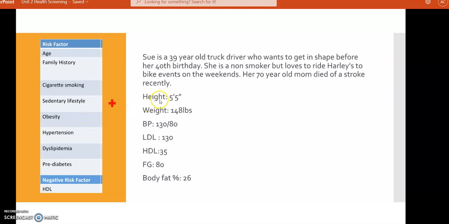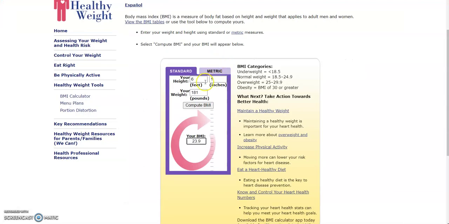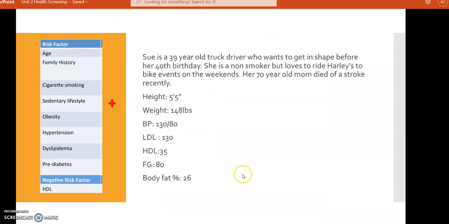Let's look at obesity. Going back to our calculator, 5'5", 148. So 24.6. We're under our 30 threshold for BMI, so obesity is not a risk factor. We don't know our waist circumference. Hypertension is 130/80. That's right on the line, so that's going to count as a risk factor.